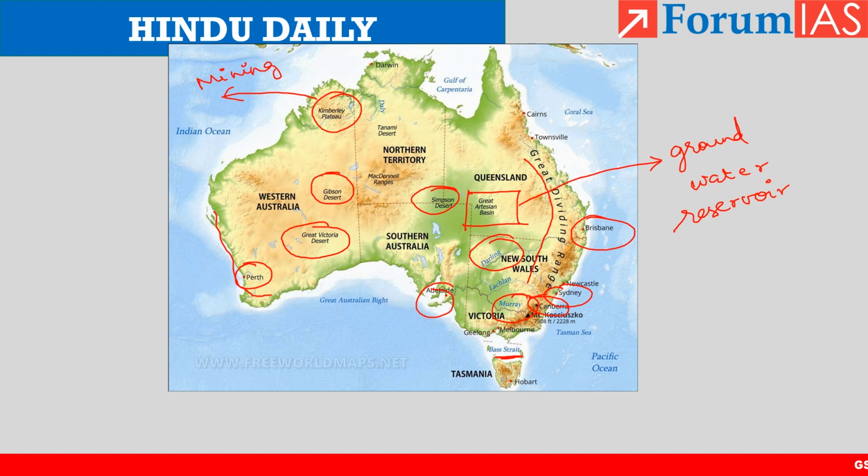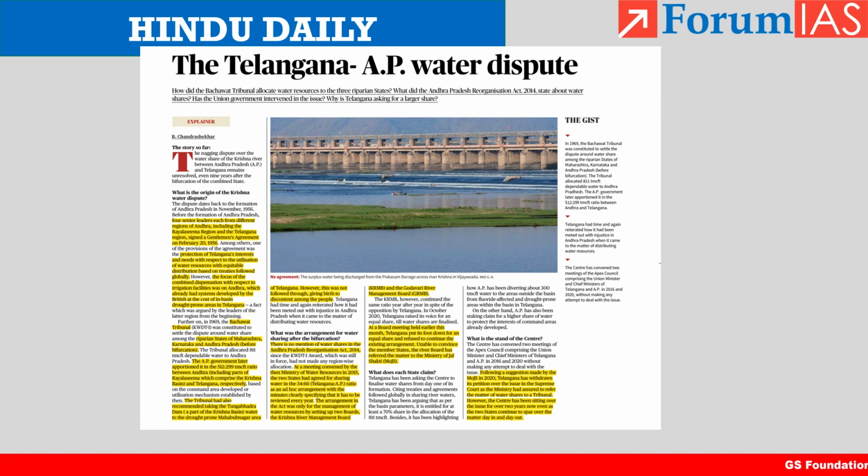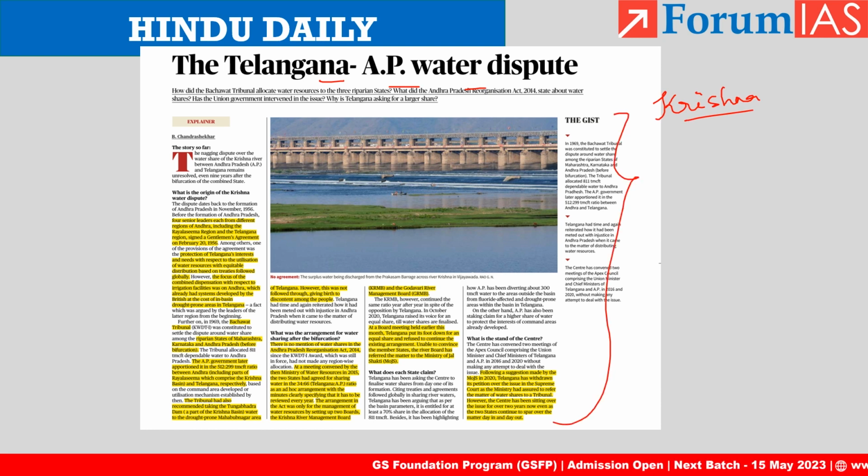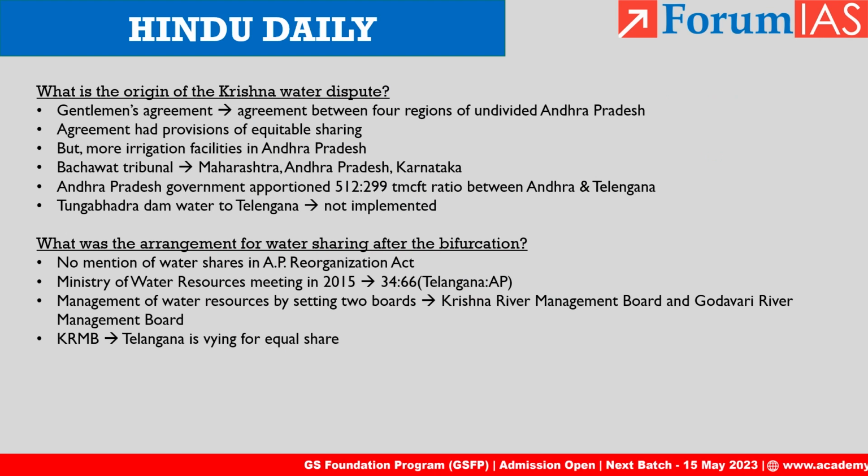Alright, moving to the next article, it talks about the Telangana-AP water dispute, especially with respect to River Krishna. So we will see shortly what they are discussing in this particular article. So what does the article talk about? How did this Krishna river water dispute even begin in the first place? That we have to see.